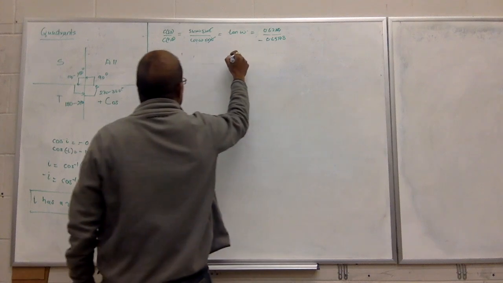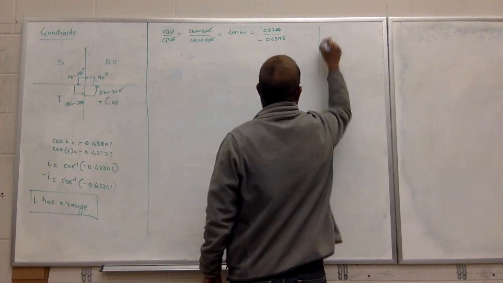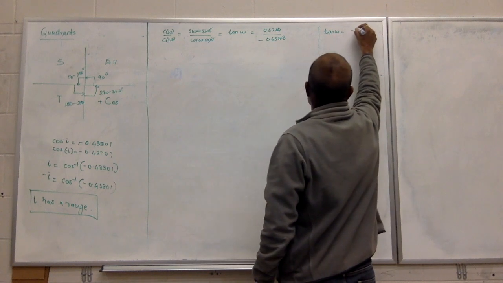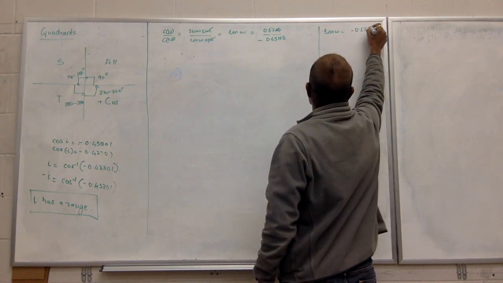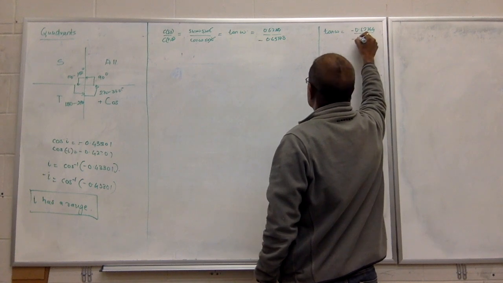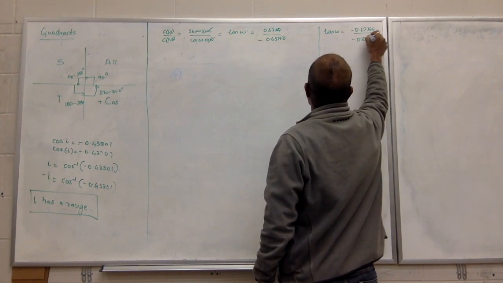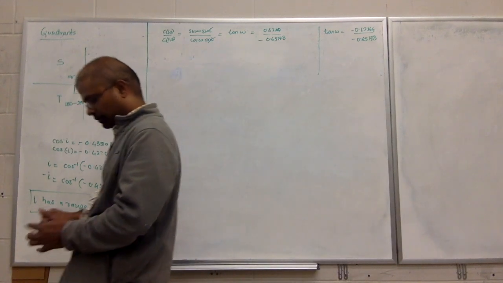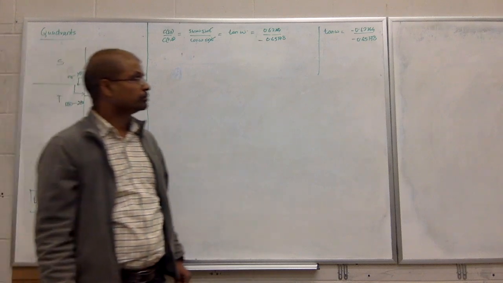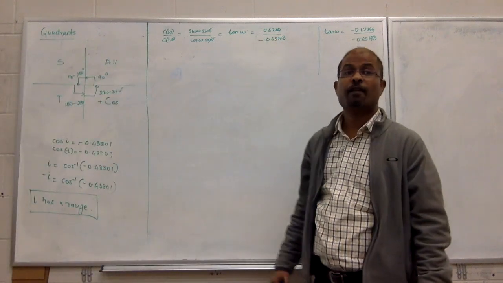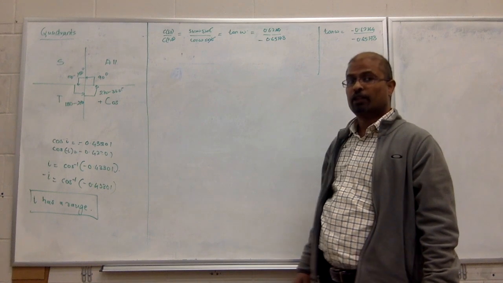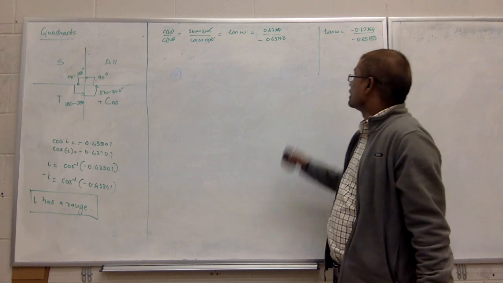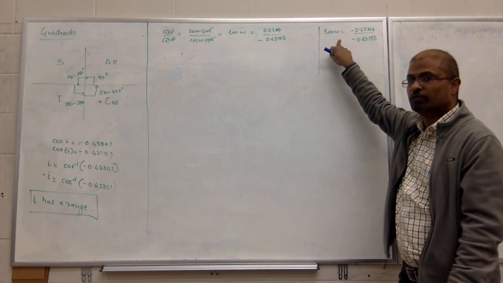This is just an example. You could have something like tangent omega equal to negative 0.62264 divided by negative 0.65178. Where is this angle? In the third quadrant, right? Everybody gets that? This is the third quadrant, right?